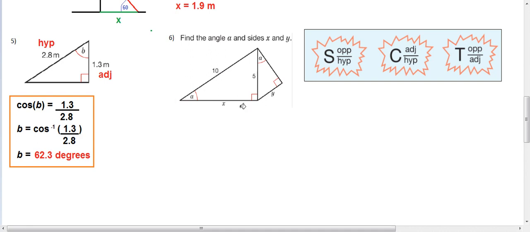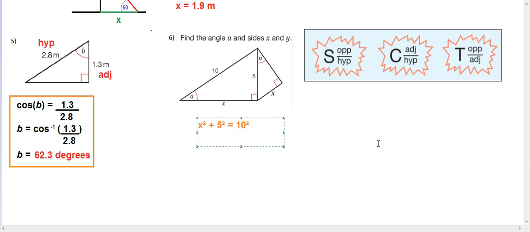So you can use Pythagoras to find the third if you want, okay? So let's use Pythagoras just to use this knowledge. Here we know that x squared plus 5 squared must be equal to 10 squared.